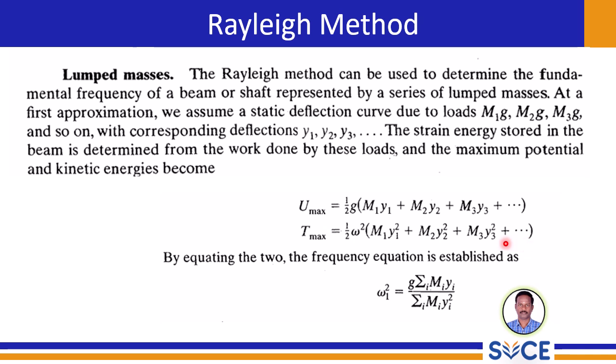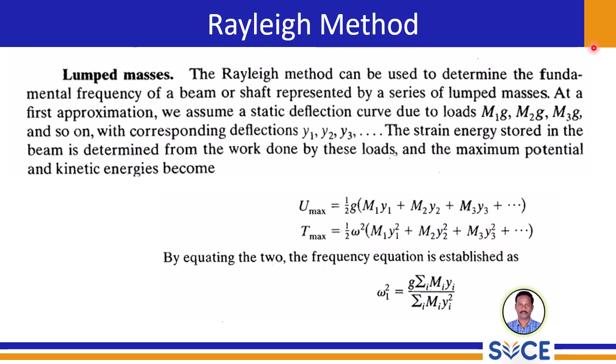Maximum potential energy, that is the strain energy stored in the beam, is equal to the work done by the static weights as they move through the static deflections. Therefore, the maximum potential energy Umax is given by this statement. Maximum kinetic energy: if the system vibrates with an angular frequency omega, the maximum velocity of each mass will be omega times yi, assuming the mode shape is proportional to the static deflection, that is the ith mode. Hence, Tmax is represented like this.